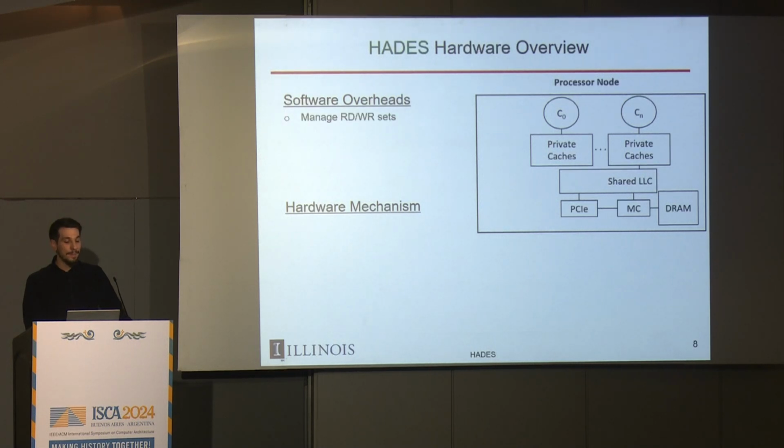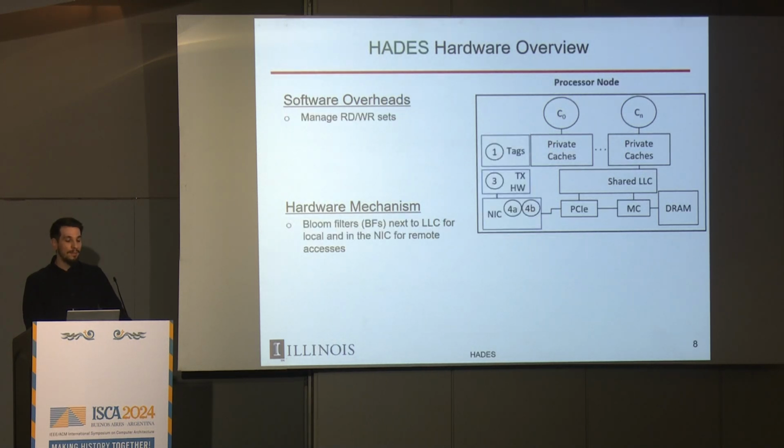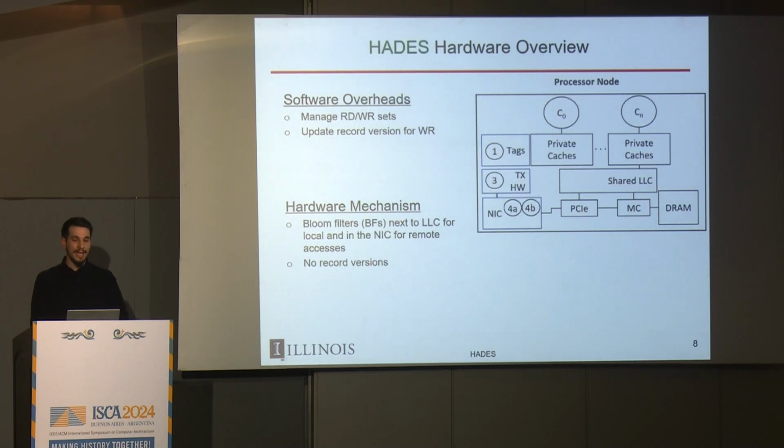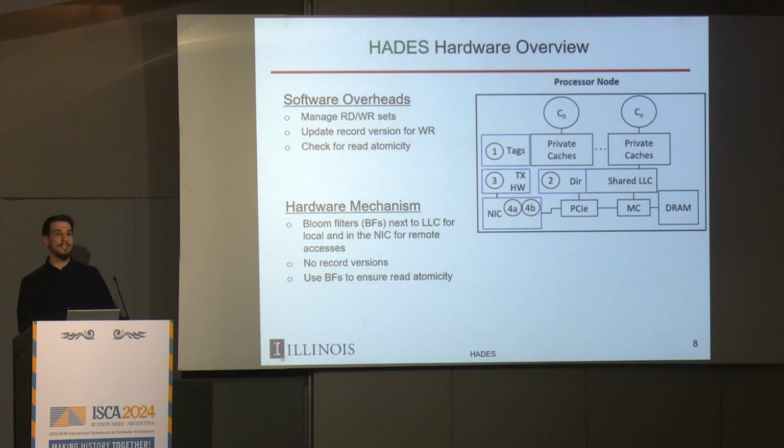So instead of having read and write sets, we have Bloom filters that sit next to the last level cache for local read and write requests, and in the NIC for remote read and write requests, where we record the addresses of the cache lines that were read or written during the transaction. Instead of updating record versions for writes, we don't need any record version at all. Instead of checking for read atomicity, we use the Bloom filters to ensure the atomicity of reads and find any conflicts between transactions. Instead of operating at record granularity, we can now operate at cache line granularity.